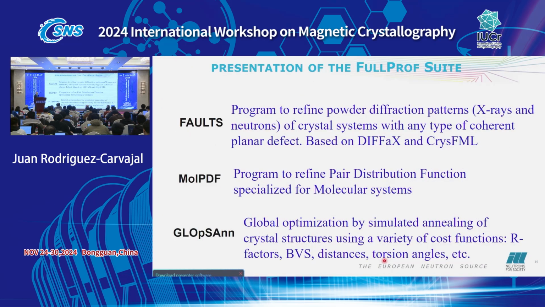And you have other programs that are not very important for us now because we are in a magnetic workshop: Folds, MOL PDF, Globson for doing different kinds of things. You can do, for example, pair distribution function for molecular crystals.